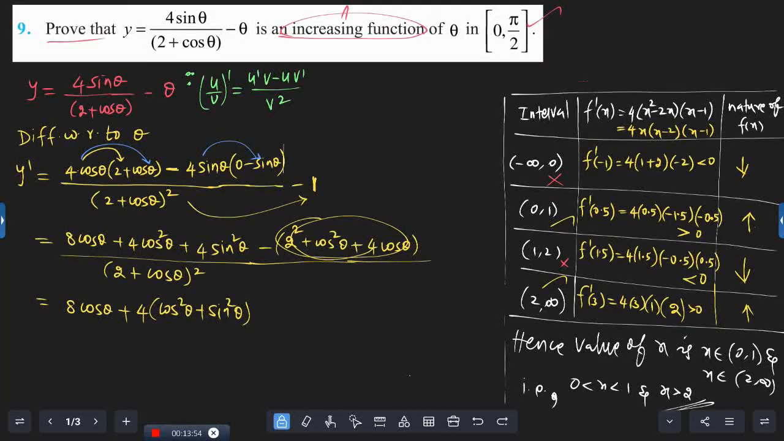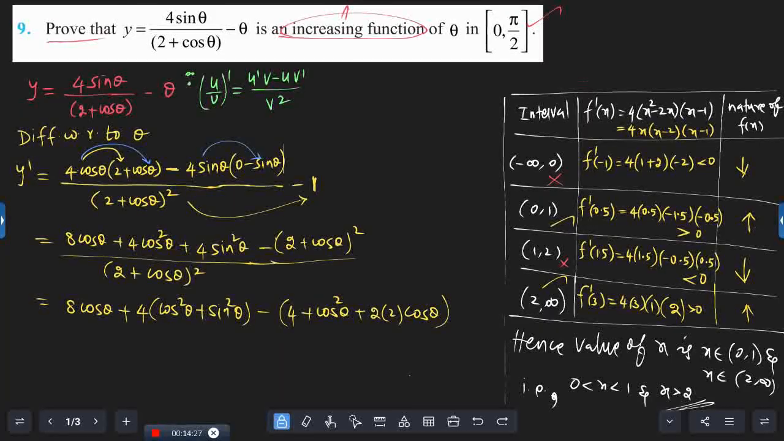Do you understand this? If you do not understand, you write the same step. Just when I am taking cross multiply, 2 plus cos theta the whole square, I applied a plus b whole square there. If it is okay, leave it. If you do not understand, you write step by step. So minus, a plus b whole square formula when you apply: 2 square, 4 cos square let it be, 2ab, 2 2s are 4, 2ab value cos theta. And denominator we have 2 plus cos theta whole square.